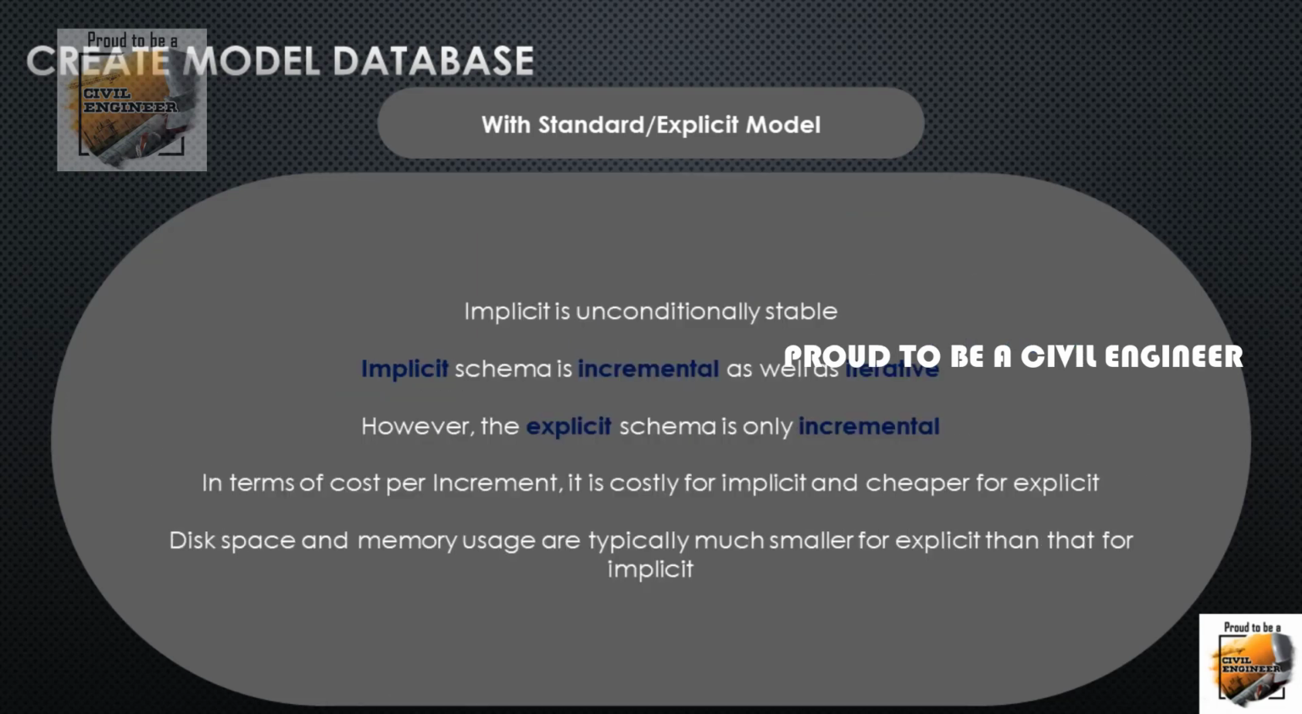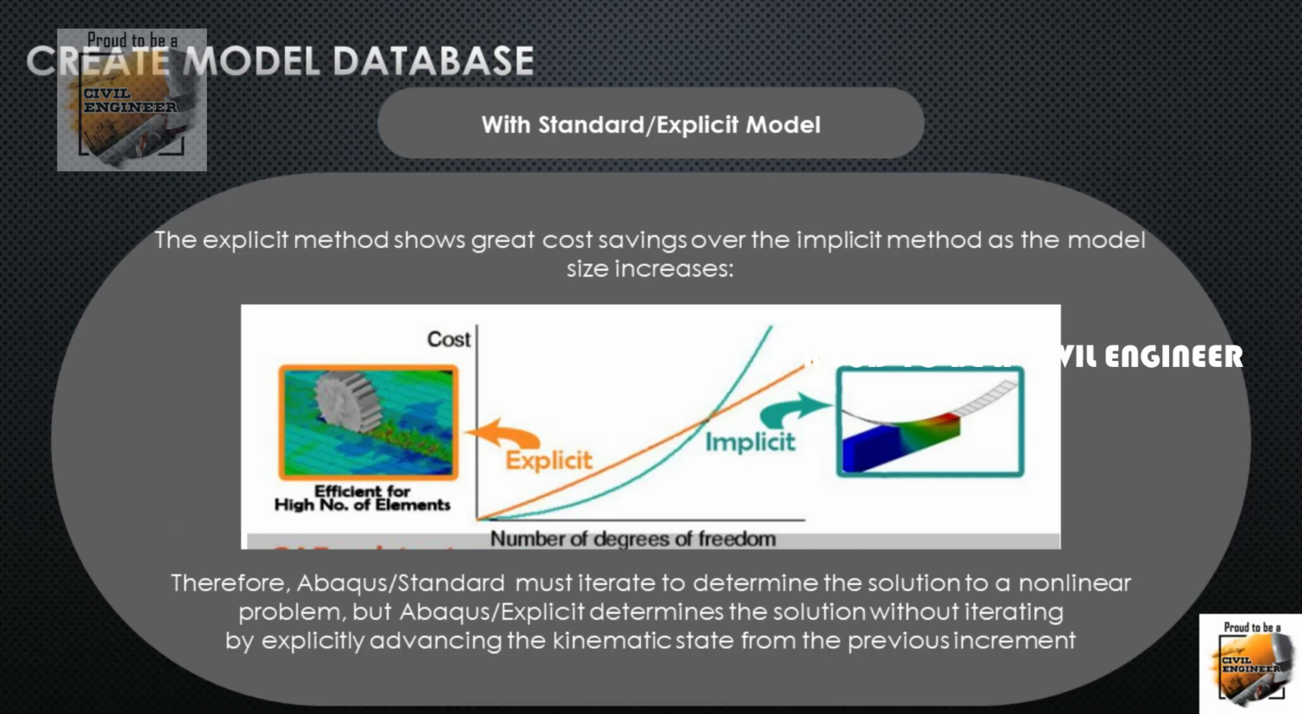We can list the main differences between implicit and explicit. Implicit is unconditionally stable. Implicit schema is incremental as well as iterative. However, the explicit schema is only incremental. In terms of cost per increment, it is costly for implicit and cheaper for explicit. Disk space and memory usage are typically much smaller for explicit than that for implicit. The explicit method shows great cost savings over the implicit method as the model size increases.